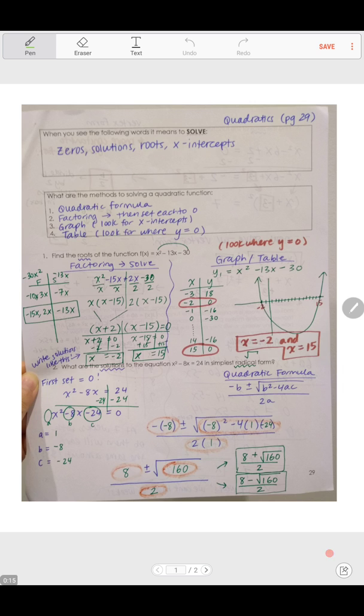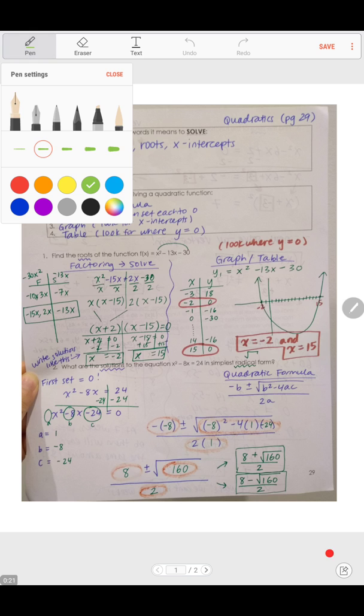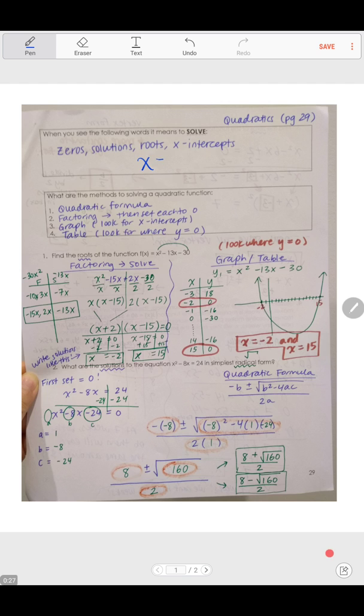Zeros, solutions, roots, x-intercepts. Remember that when we write our solutions on the regions, they want us to write our solutions like this. X equals some number, and x equals some other number. It's just safer to write x equals rather than coordinates, just based on what we've seen them take points and add points to.